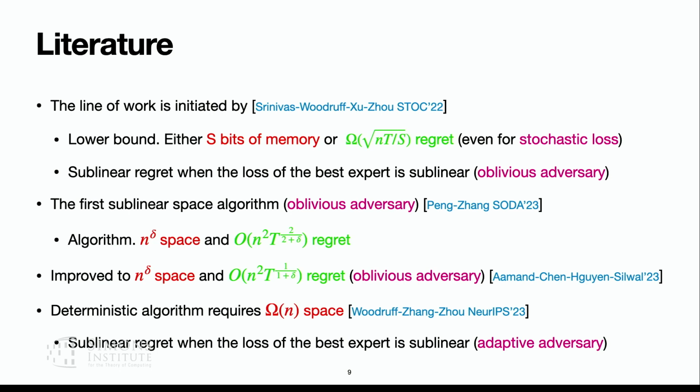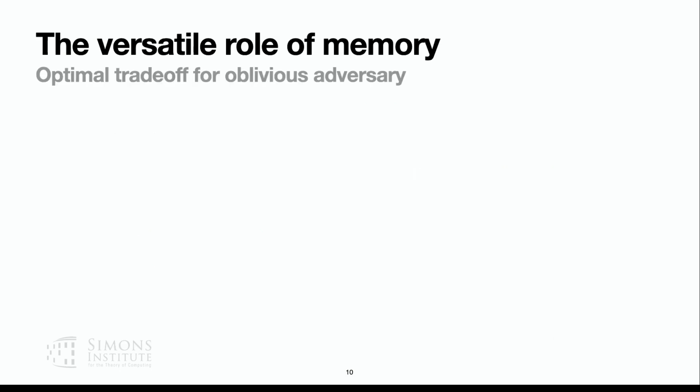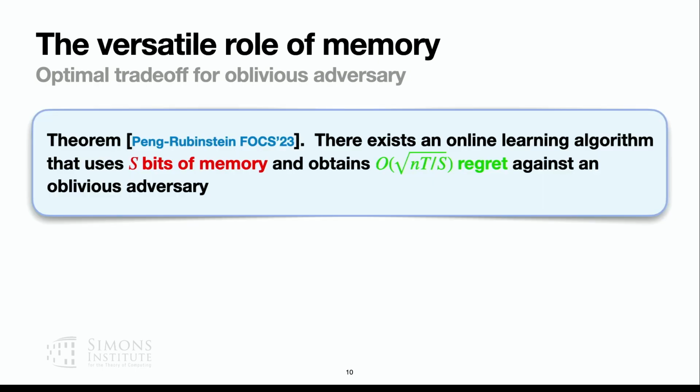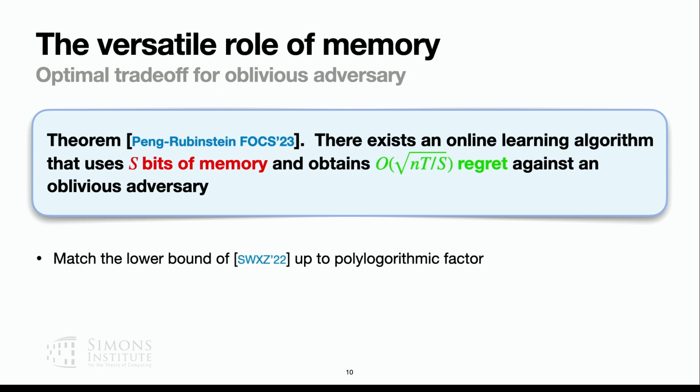Okay. So in our work, we try to fully characterize the trade-off between memory and regret, and we found that the role of memory is quite versatile. First, for an oblivious adversary, we provide optimal algorithms. We give an online learning algorithm that uses S bits of memory and obtains square root NT over S regret when facing an oblivious adversary. And in this talk, when I write big O notation, I will omit some polylog factors. So this algorithm matches the lower bound of previous work, and is optimal up to polylog factors.